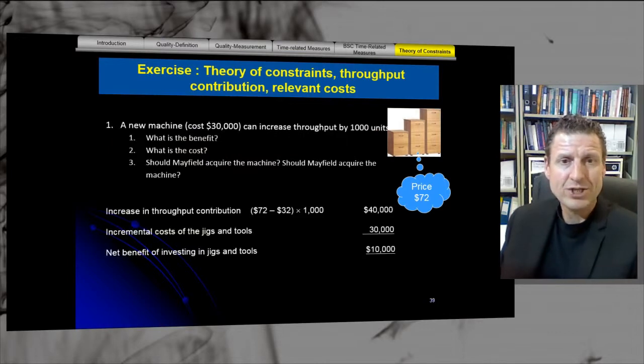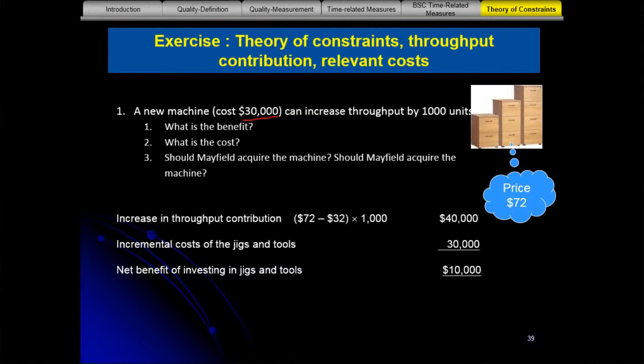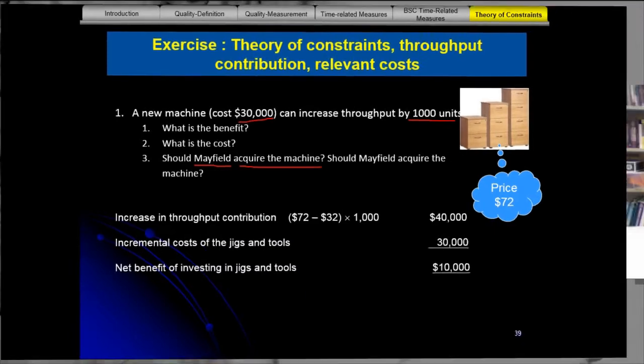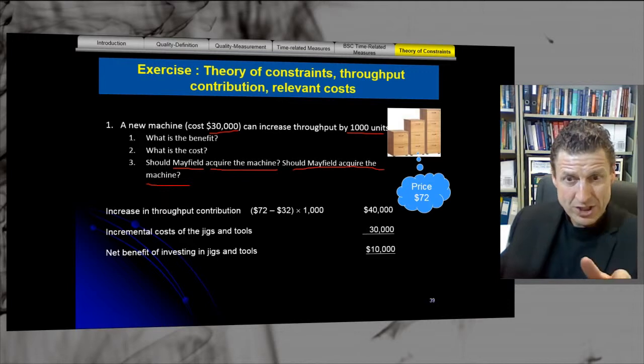So, first question. A new machine costs $30,000. It can increase throughput by 1,000 units. That means throughput through machining and finishing, both. Okay, not just through machining, but this will go all the way through finishing. Throughput means all the way through, not just halfway and then stop as inventory, all the way through. So what is the benefit? What is the cost? Should Mayfield acquire the machine? Everything else being equal, should Mayfield acquire the machine? That is the big question here.